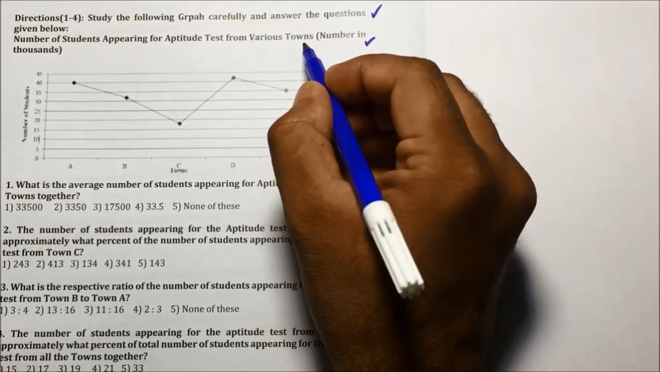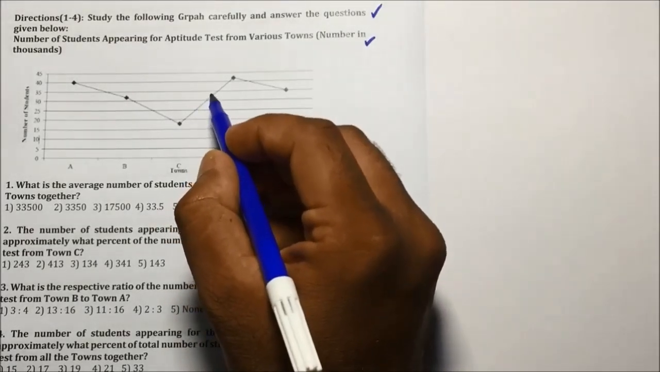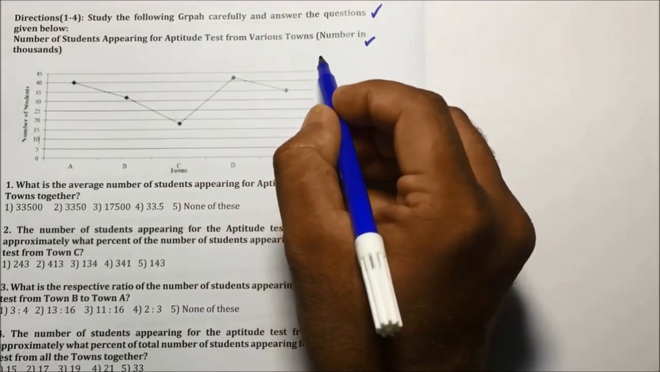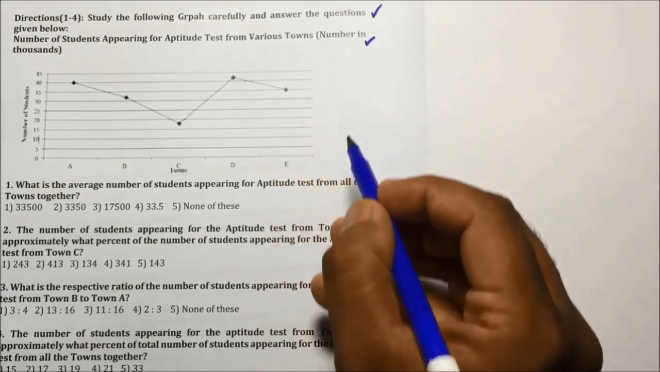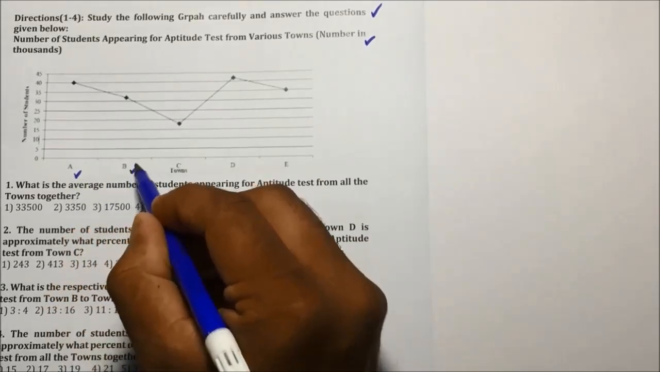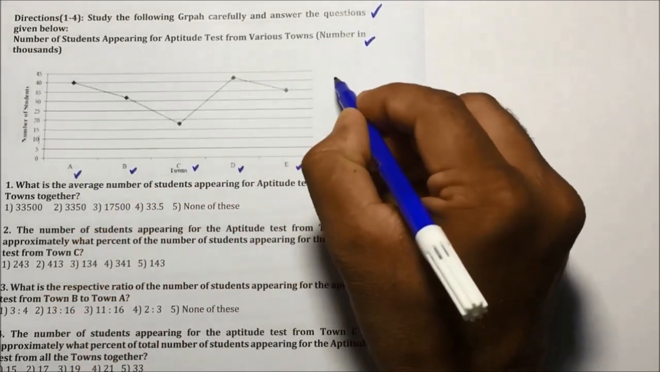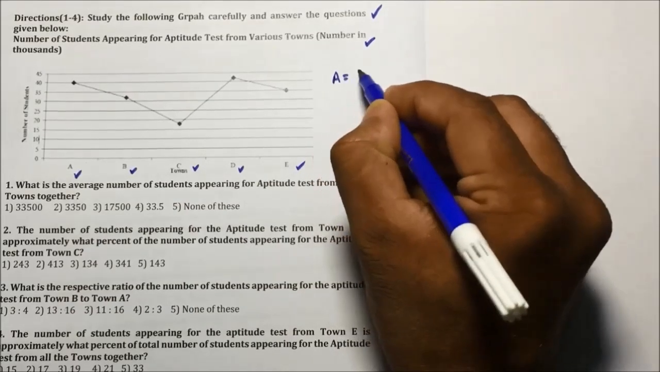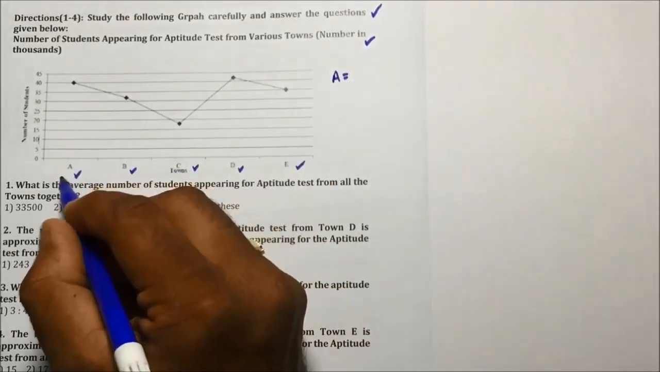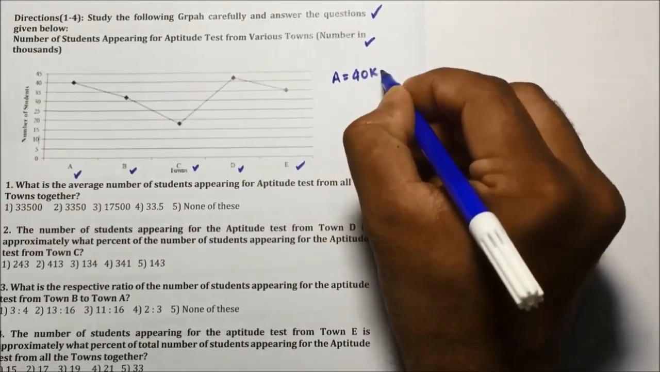Study the following graph carefully and answer the question given below. Number of students appearing for aptitude test from various towns, numbers in 1000. You can see there are 5 towns: A, B, C, D, E. If I talk about town A, how many students are appearing? You can see from town A, 40,000 students are appearing.